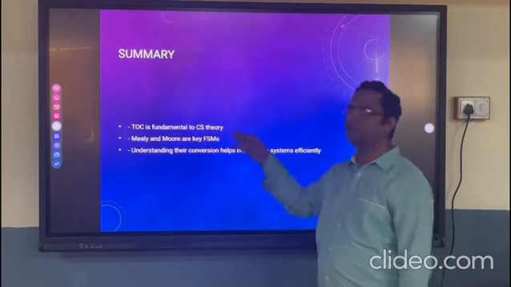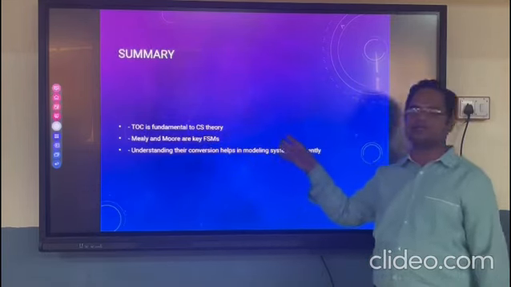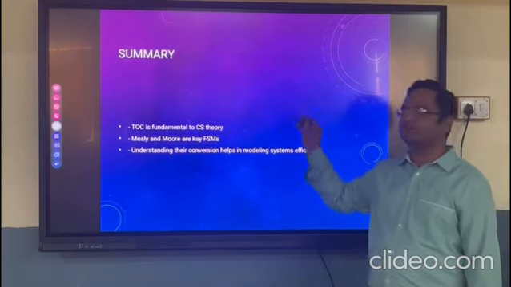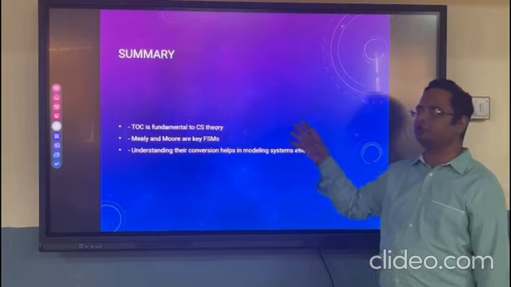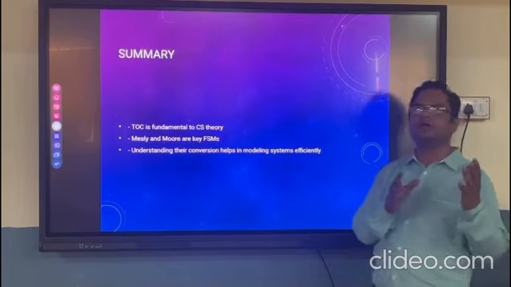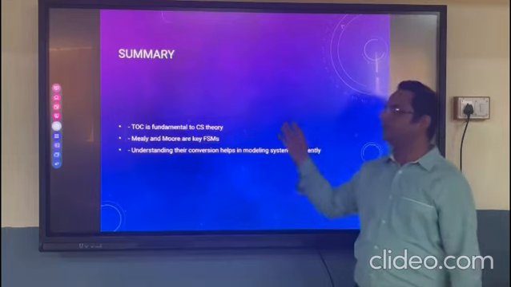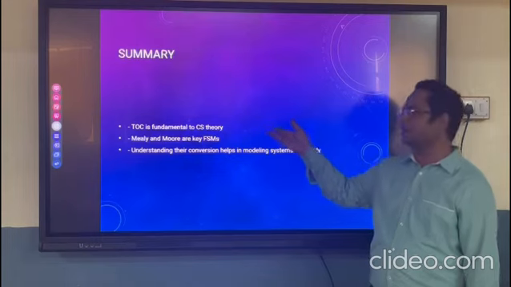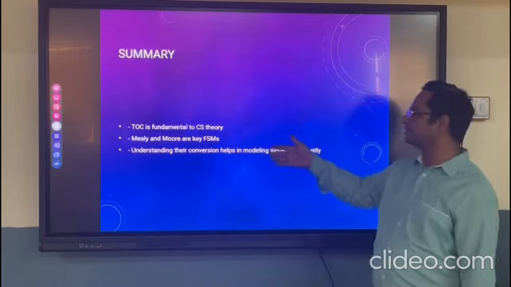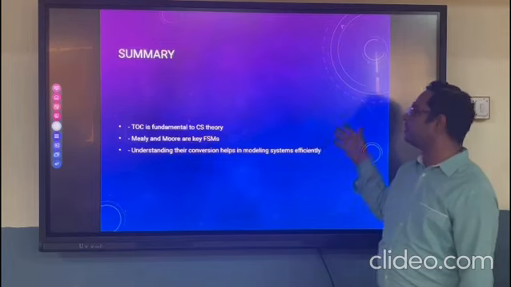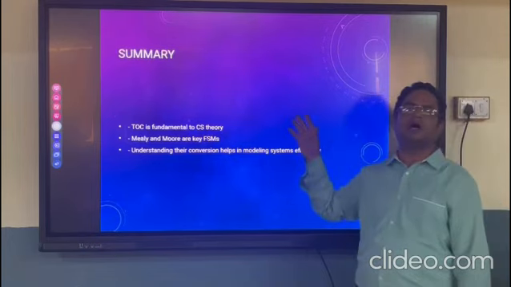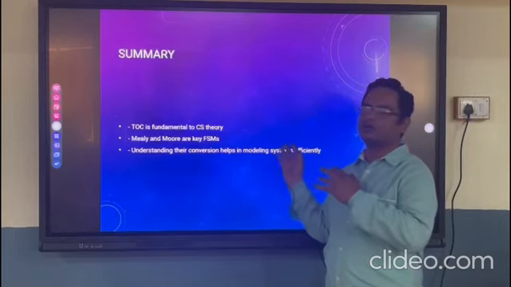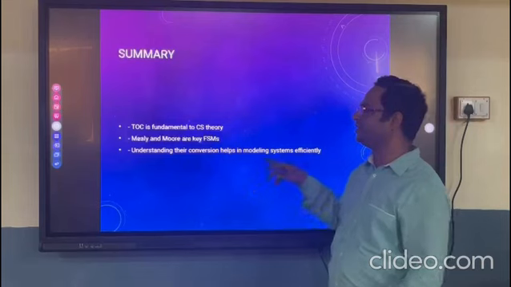And here are the Mealy and Moore machines, which are the key finite state machines, and they show in which machines we use the present state and final state, and which output depends on the current state or on the current input. Understanding the conversion helps in modeling systems efficiently, meaning how to convert a Mealy machine to a Moore machine, and a Moore machine to a Mealy machine.